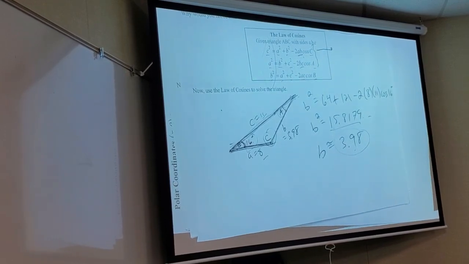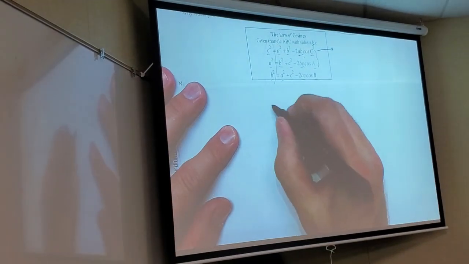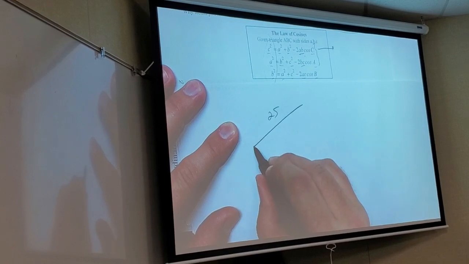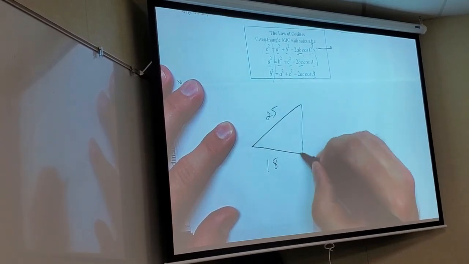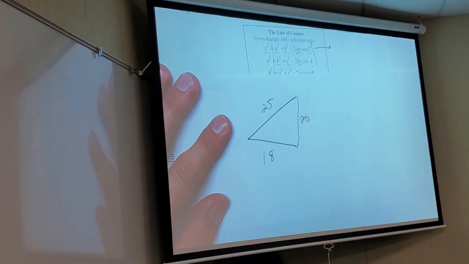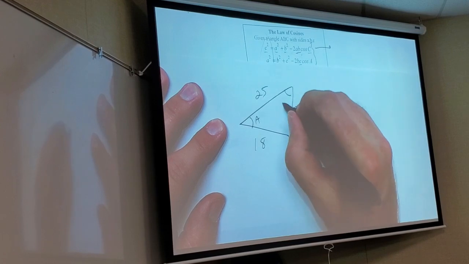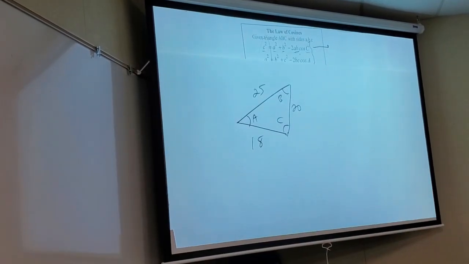There we go. Okay, beautiful. So let's try this. What if I had a triangle where I know these sides, sure, not drawn to scale, poor little dude. And I'm going to say this is angle A, B, C. So I just know the sides.